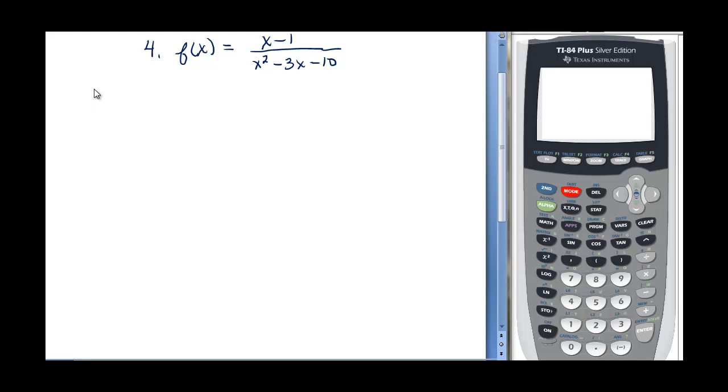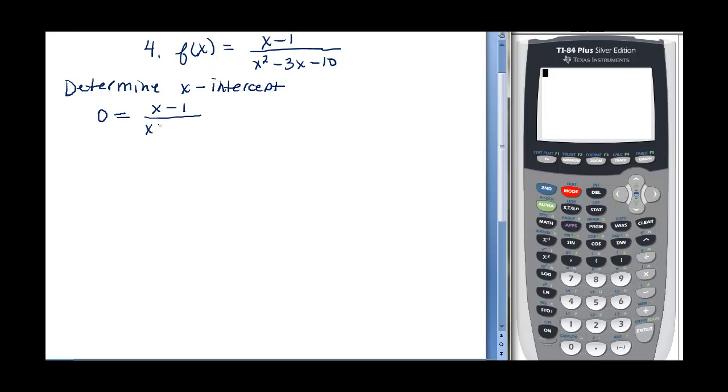Okay, so let's look at number 4. You're asked to determine the x-intercepts or the horizontal intercepts, and we would do that the same way that we did when we were working with our quadratics. To find the x-intercepts, that is when y is equal to 0. So we're going to substitute in 0 for our output. And then we would have 0 equals x minus 1 over x squared minus 3x minus 10.